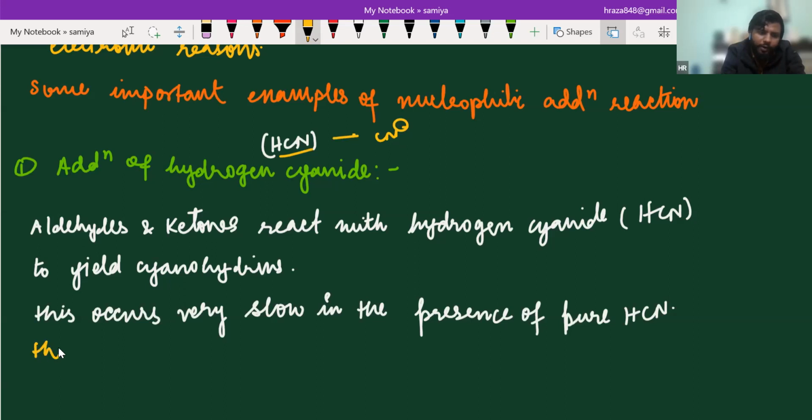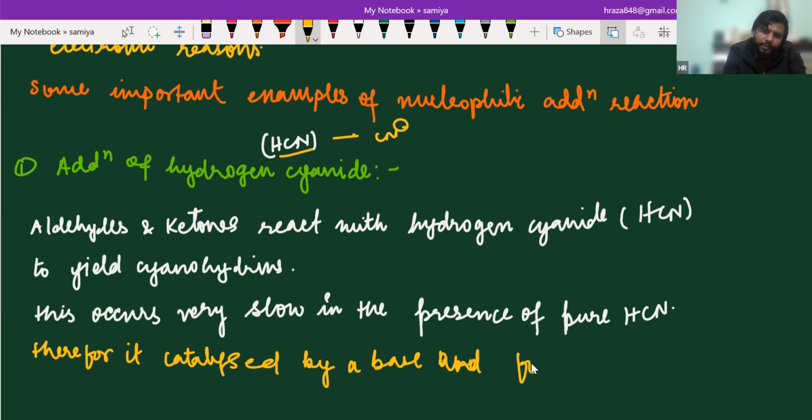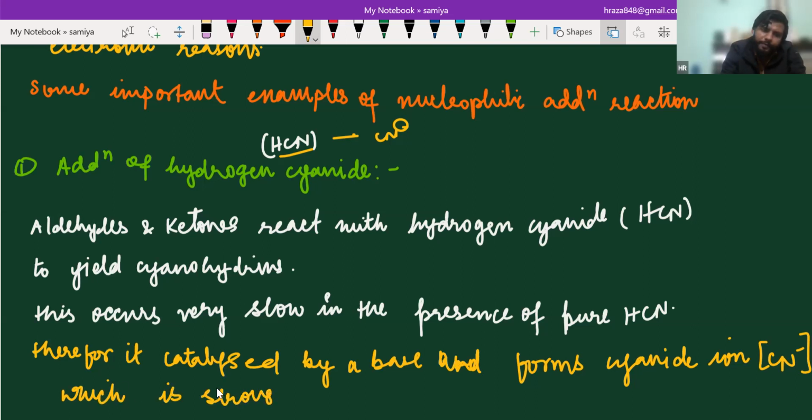So I'm going to write a point about it. Therefore, it is catalyzed by a base and forms cyanide ion. Cyanide ion, that means CN minus, which is a strong nucleophile.